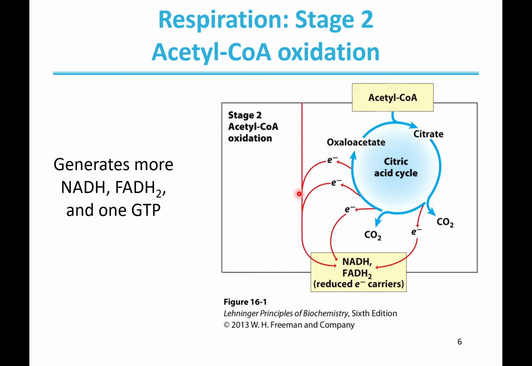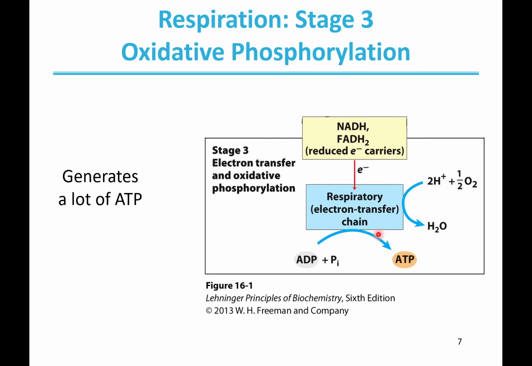Stage 2 is where the citric acid cycle lies. Acetyl-CoA goes into the citric acid cycle, which we'll see in much greater detail. Two carbons come out in the form of CO2, and then you have many more reduced electron carriers. And then finally, stage 3 is where those electron carriers, NADH and FADH2, go into the main respiratory chain, or electron transfer chain, in the mitochondrial inner membrane. And this produces lots of ATP. So this is the end goal for cellular respiration.